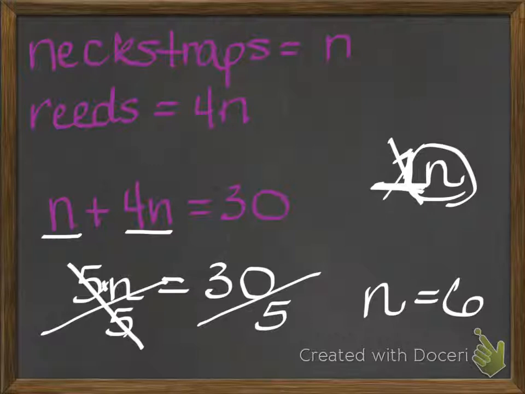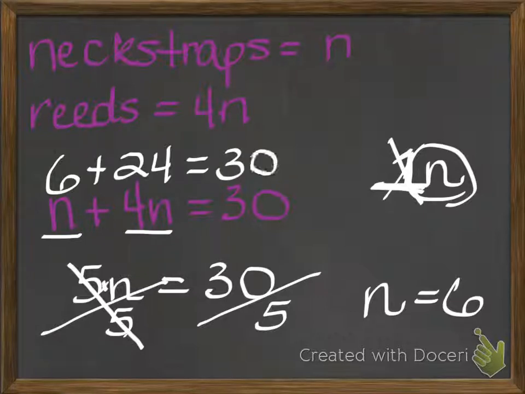Now let's see if that works. 6 plus 4N, well, that'd be 4 times N, and if 6 is N, that'd be 4 times 6, and that's 24. 6 plus 24 does equal 30. So I know that my problem works. Whoops, or I know that 6 works.